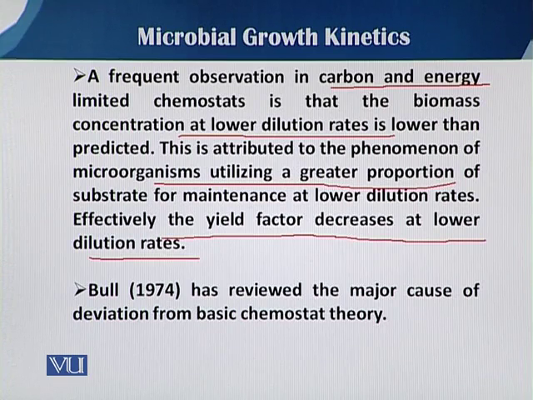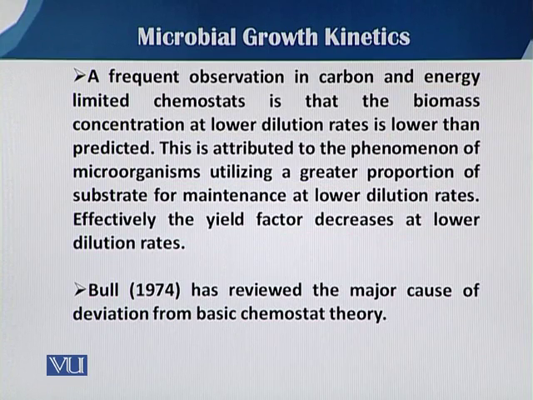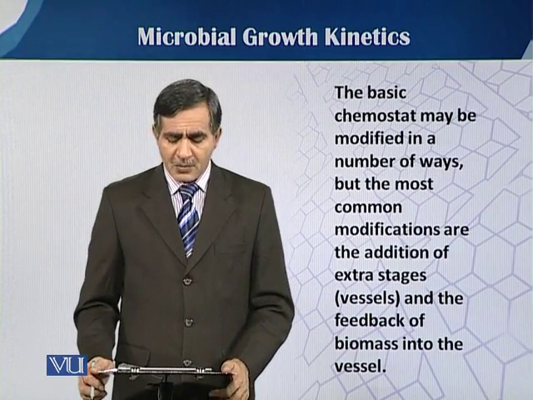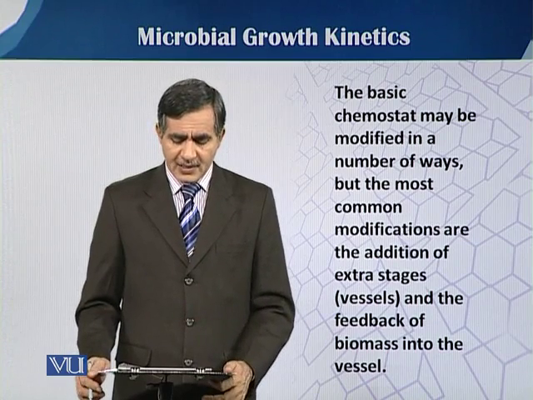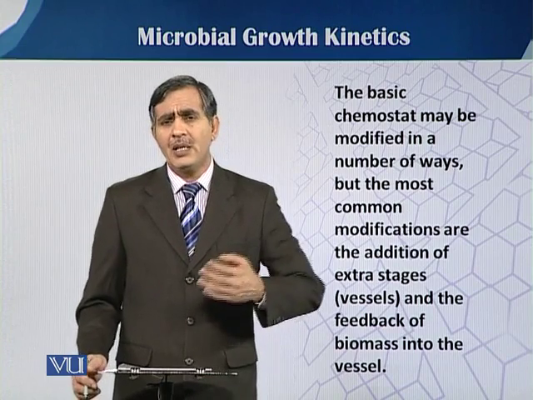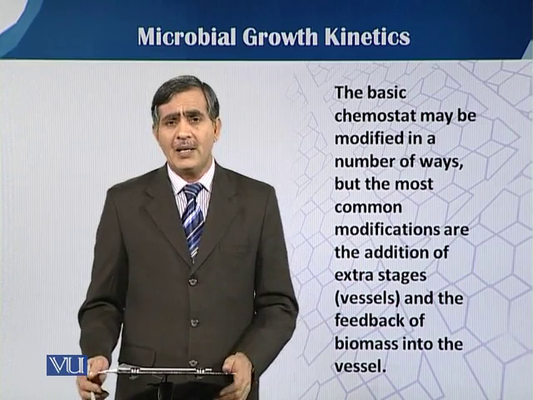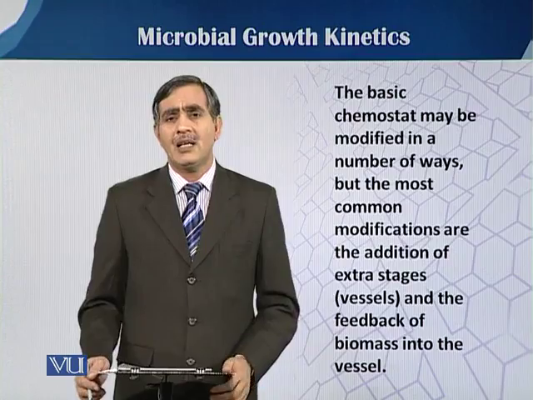Bull 1974 reviewed the major causes of deviation from the basic chemostat theory. Because in chemostat theory there is a steady state and we balance all the growth parameters by controlling the dilution rate, but there is a major deviation from that. So Bull 1974 reviewed those changes, the basic deviations from chemostat theory. The basic chemostat theory may be modified in a number of ways, but the most common modifications are the addition of extra stage vessels and the feedback of biomass into the vessels. So if we only have a single vessel, sometimes we have a multi-chamber fermentation vessel just to avoid the anomalies or deviations in chemostat culture.